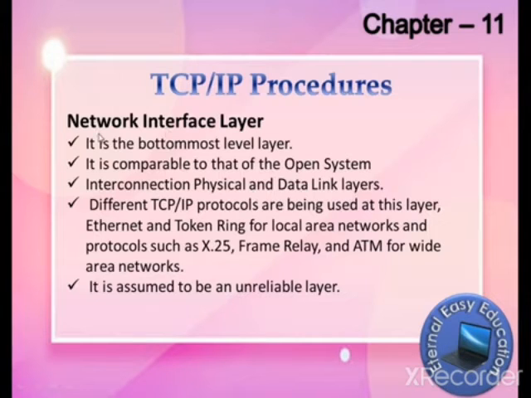So the network interface layer is compared with the physical and data link layers of the OSI model. This TCP/IP protocol uses Ethernet and token ring protocols for the local area network, LAN. If it is a WAN, wide area network, it uses X.25 and frame relay. And it is assumed to be an unreliable layer. That means it is not guaranteed that this network interface layer alone will transmit the data to the particular device.